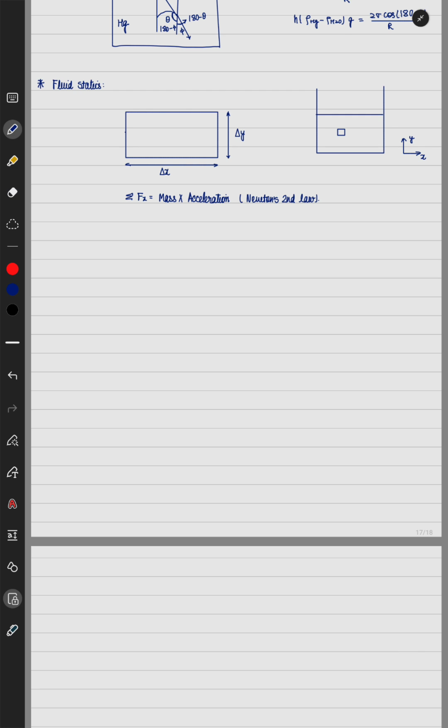Okay, so let us try to understand this summation of all forces, which includes F surface, meaning surface forces associated, plus F body, meaning body force associated, is equal to mass into acceleration.